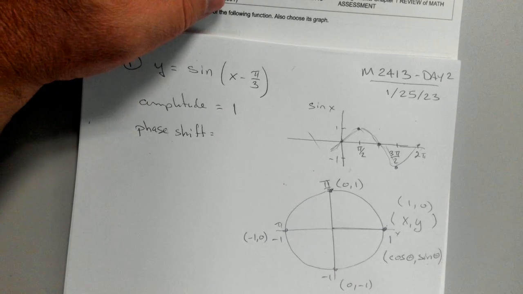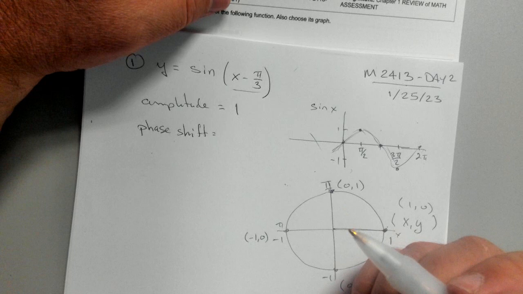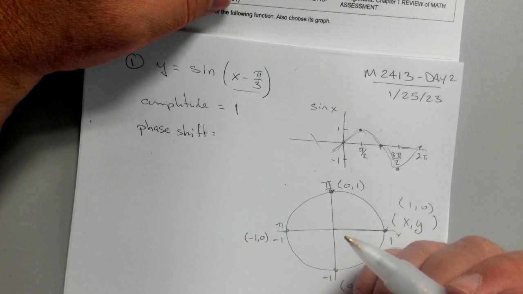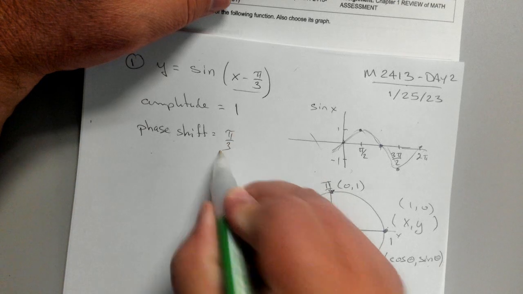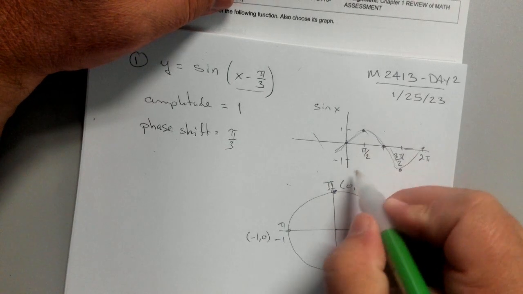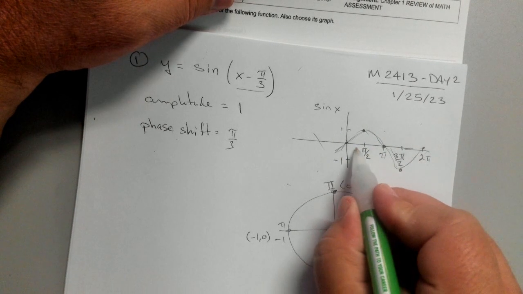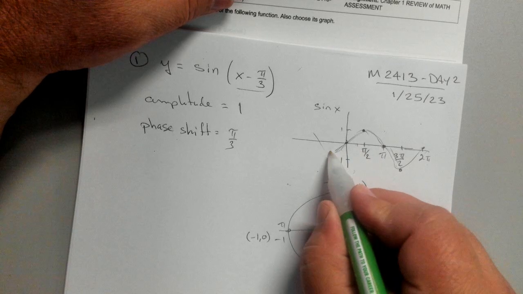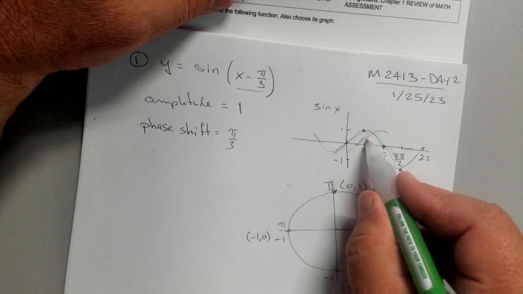Phase shift is the horizontal shift. What is it telling us to do? In which direction do we go? How far do we go? To the right, pi over 3 units. So now our graph shifts pi over 3 units.